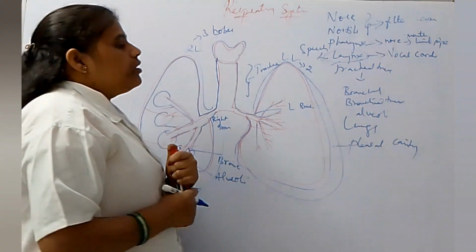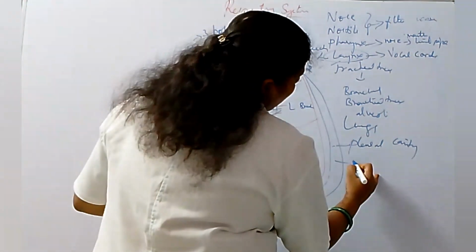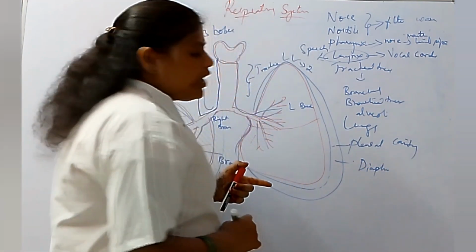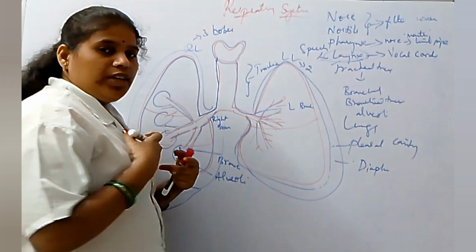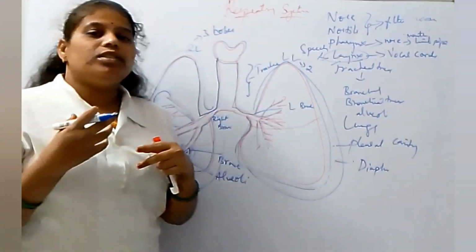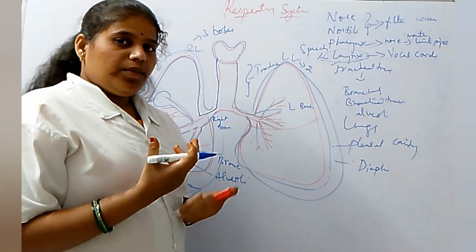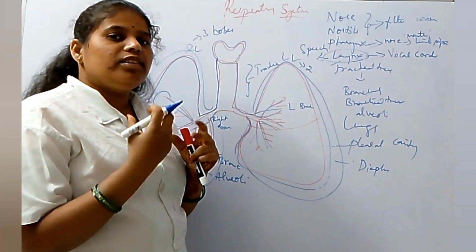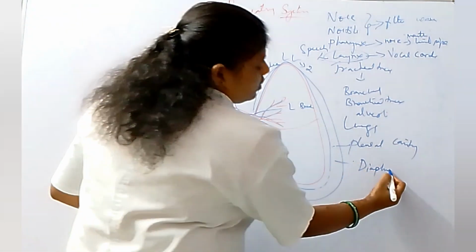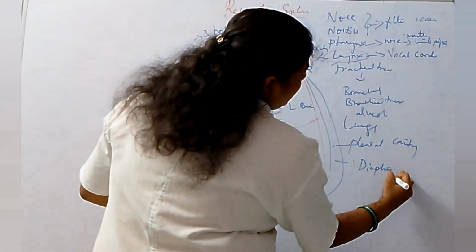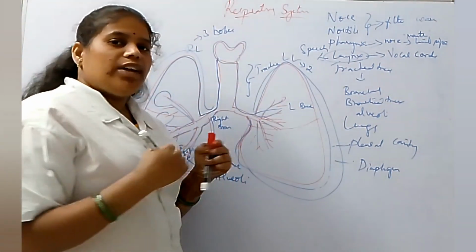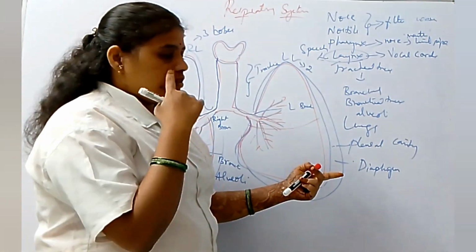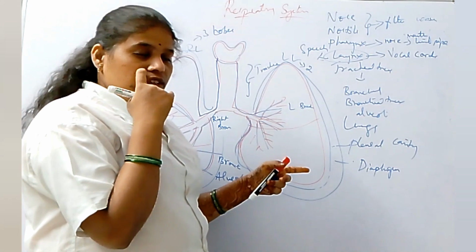Also we have a diaphragm below our lungs. It supports the ventilation process. It contracts and relaxes during respiration. The diaphragm, just under the lungs, helps in the respiration process.